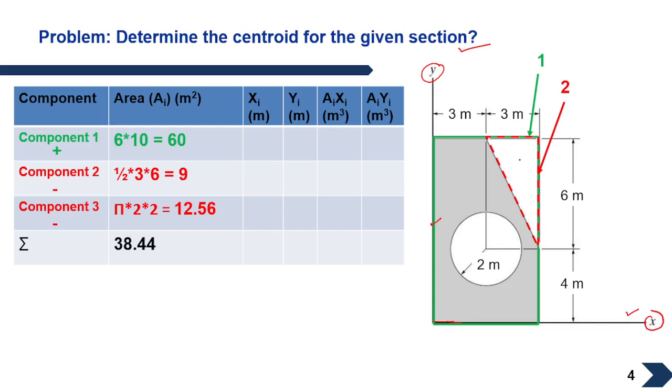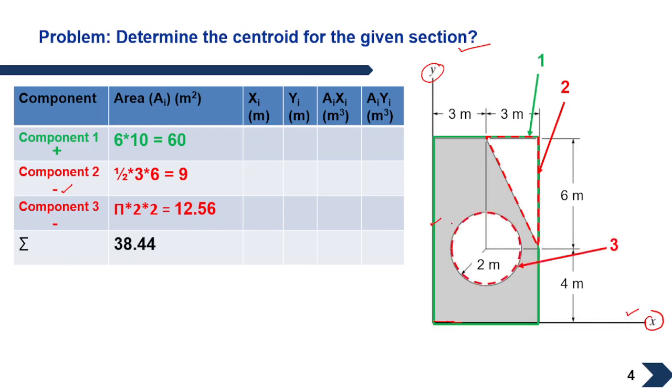The second component we have chosen is this rectangle, which is actually an extra component not inside this section, and hence we have given it a color of red, which means that we have to subtract this. That's why I have written a minus sign here, which means we need to subtract its area and its other portions also, when we do the summation at the end.